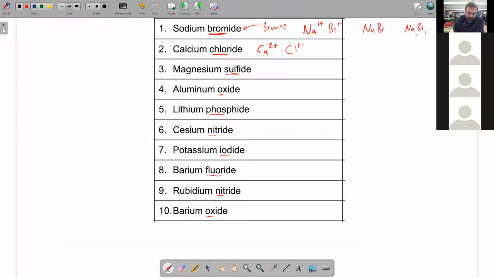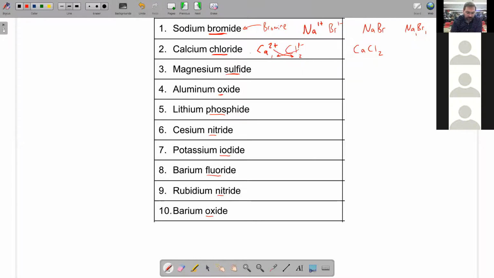But the other method is the cross-down method. If 2 is the charge for calcium, we're going to need 2 chlorines. And if 1 is the charge for chlorine, we're going to need just 1 calcium. So the formula just comes out to be CaCl2. 2 chlorines each with a charge of 1-, along with 1 calcium with a charge of 2+, gets us a neutral compound.